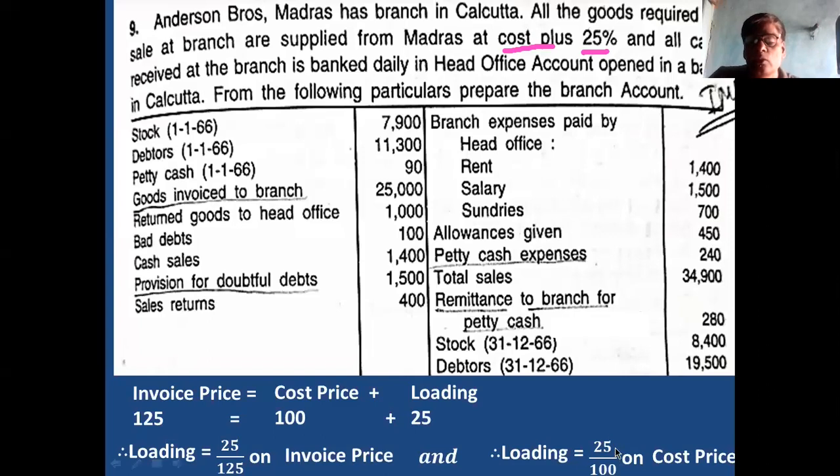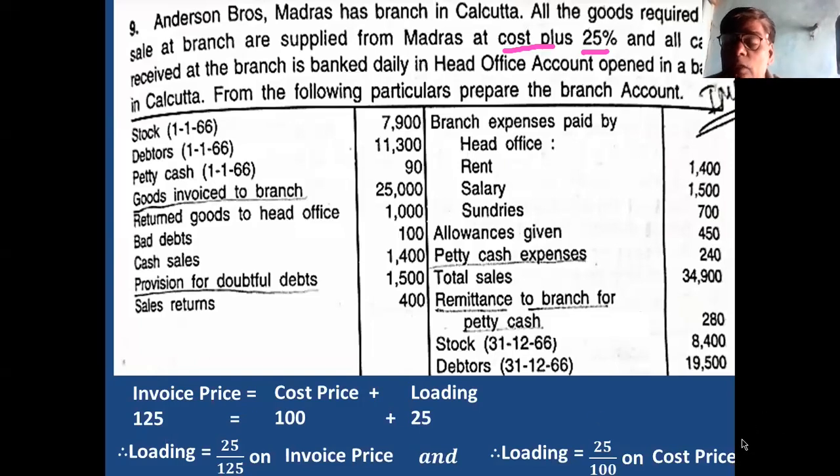And the second equation, loading 25 divided by 100 on cost price, is used whenever the cost of goods is given in the problem. For example, opening stock is cost price, goods sent to branch is cost price, returned by branch is cost price, and closing stock is cost price. If in the given problem values are given on cost base, at that time you take the second equation.